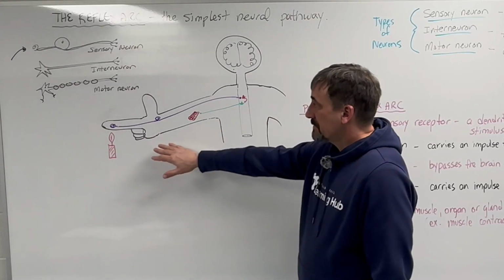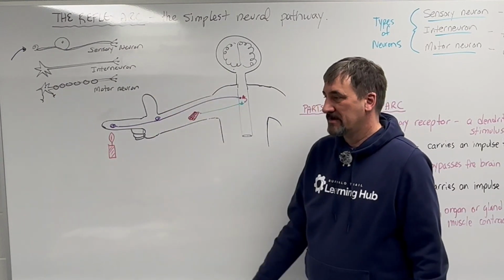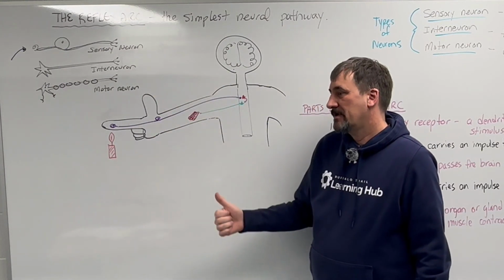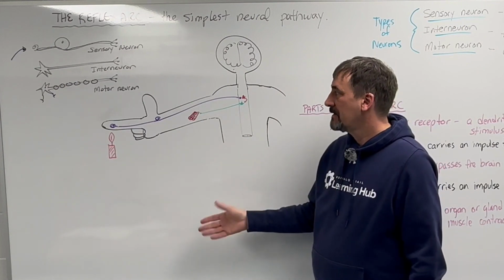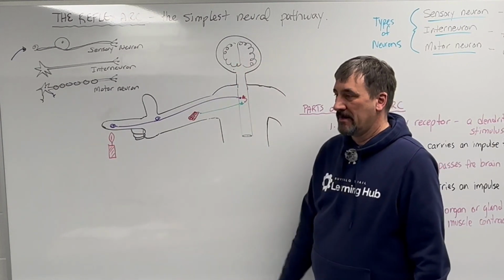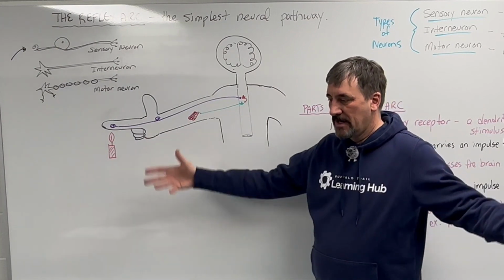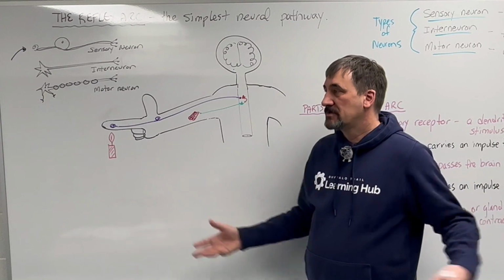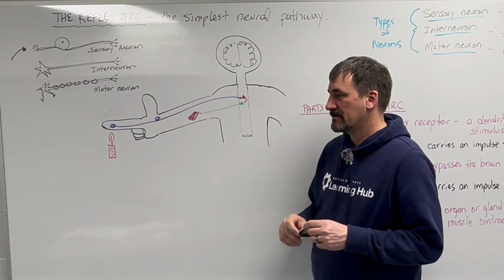So the simplest neural pathway consists of one of each type of those neurons: a sensory neuron, an interneuron, and a motor neuron. And it's actually designed to bypass the brain, because usually information is coming from the outside world and the inside world, and it's going to our brain, and the brain is where all the interpretation occurs.